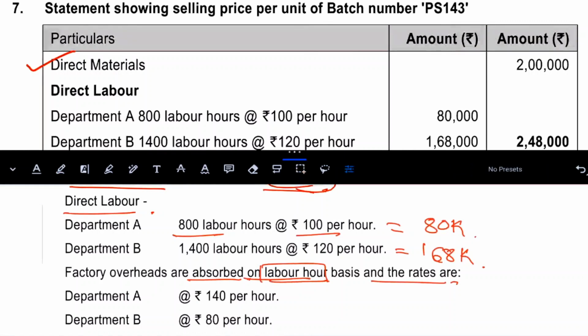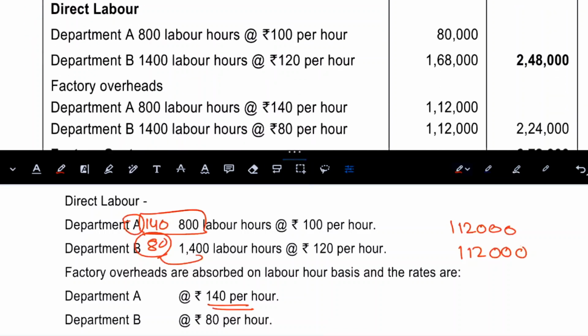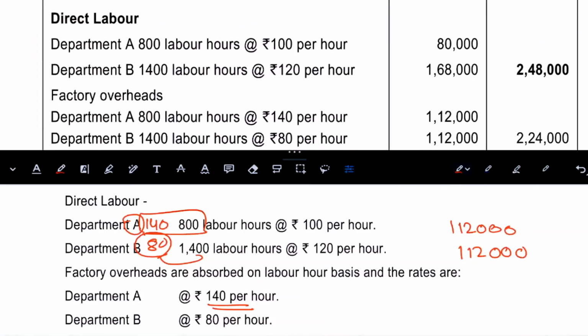Okay, I think you can tell me the absorption wala scene. Rate is 140. So rate is 140 in department A. Rate is 80. What will be the absorption? Do you understand? 800 hours we have worked for, and per hour we are absorbing this. So 1,12,000. Then 80 rupees per hour. 1,400 hours are there. So same आ गया? पता नहीं, तो देखते हैं. Same है, ठीक है. So then you will add that 112, you will get total factory overhead.